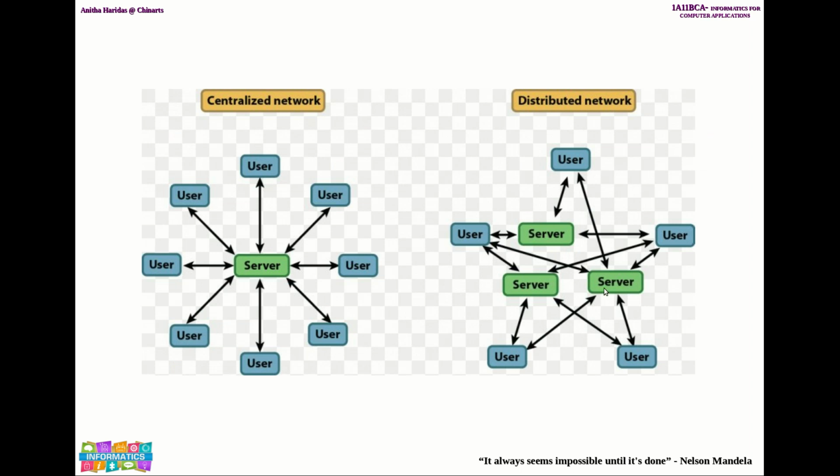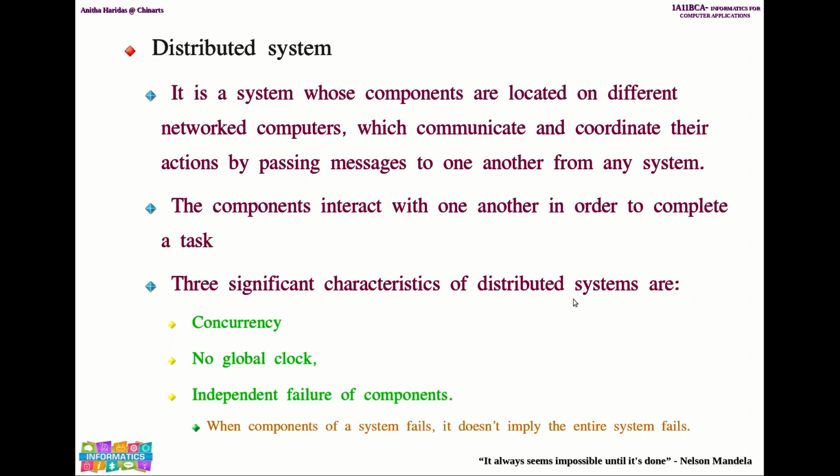Say for example, if you want to book a ticket in IRCTC, you will have an IRCTC server, a database server, and a payment server. So all these three servers must interact with each other, only then I can complete the task of booking a ticket. So just for doing ticket booking, I need three different servers to communicate with each other. Only then I can complete the task.